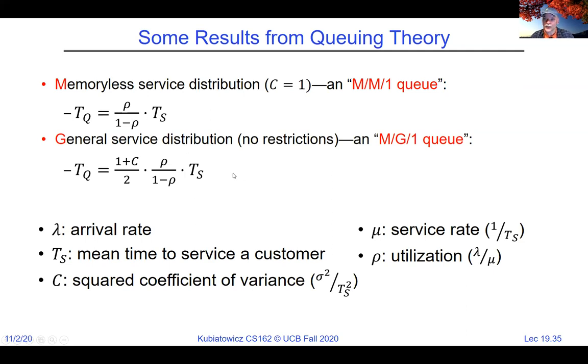And amusingly enough, if you have a general service time, which is not memoryless on the output, you can just multiply by 1 plus C over 2. So the only difference is that C is now varying if you have something that's general. If you notice the difference between the first one and the second one, if C equals 1, then 1 plus 1 over 2 is 1. And so this one merges into that one when C equals 1 and you have a memoryless input.